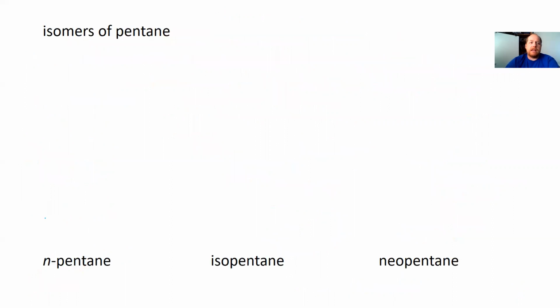Okay, so all of the names for the isomers of pentane. Well, pentane is C5H12. So these are all the common names, okay? There are 3 isomers of pentane: n-pentane, isopentane, and neopentane. We've done n-pentane. So n-pentane has 5 carbons attached all in a straight chain with all the hydrogens attached to them.